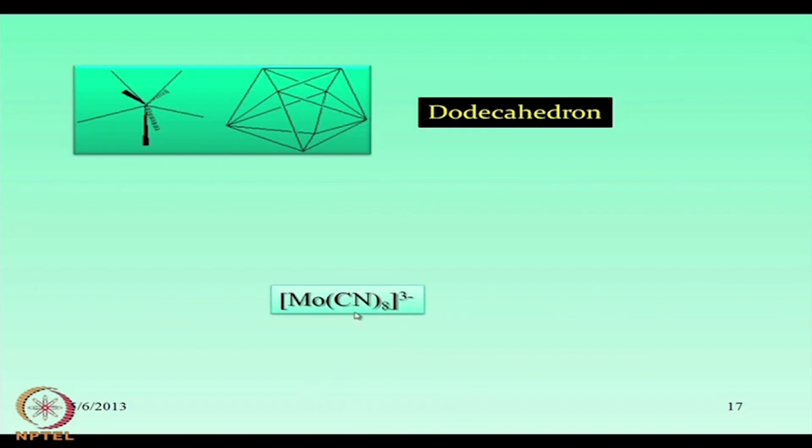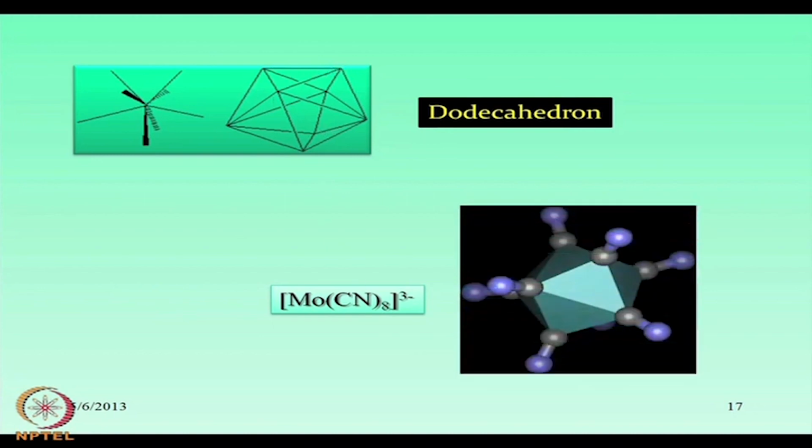An example is the molybdenum octacyano complex. This particular molybdenum center is in the +5 oxidation state, that's why we have a charge of 3 minus. It can be isolated as its corresponding ammonium salt or potassium salt or sodium salt, giving rise to a formula of K3, Na3 or (NH4)3. So the coordination number is 8, which means 8 cyano groups will be surrounding the metal at all these corner points. So this is the corresponding structure.